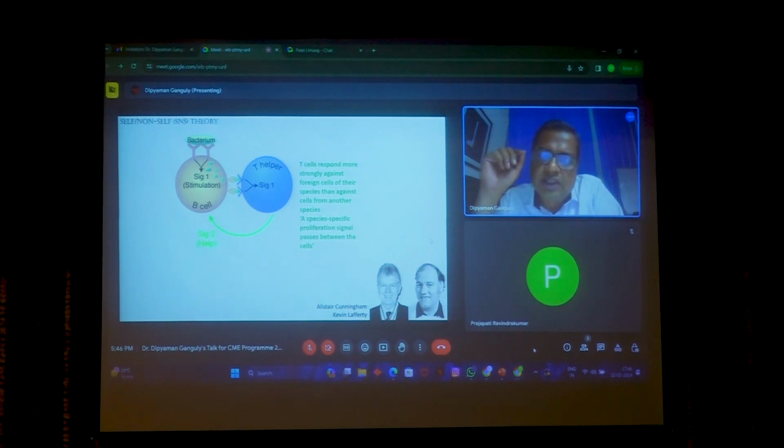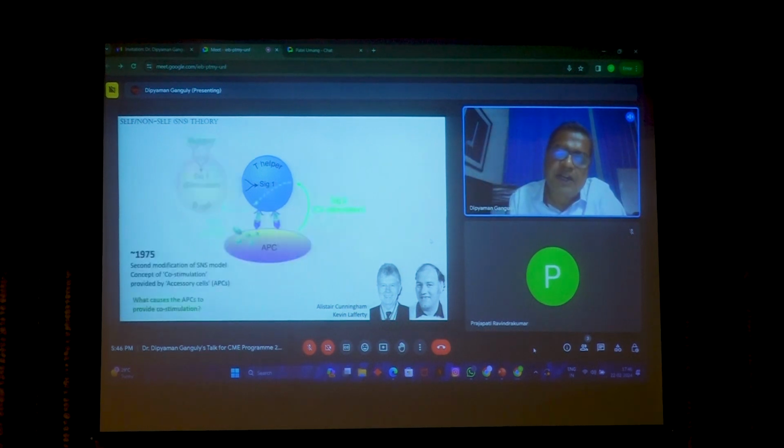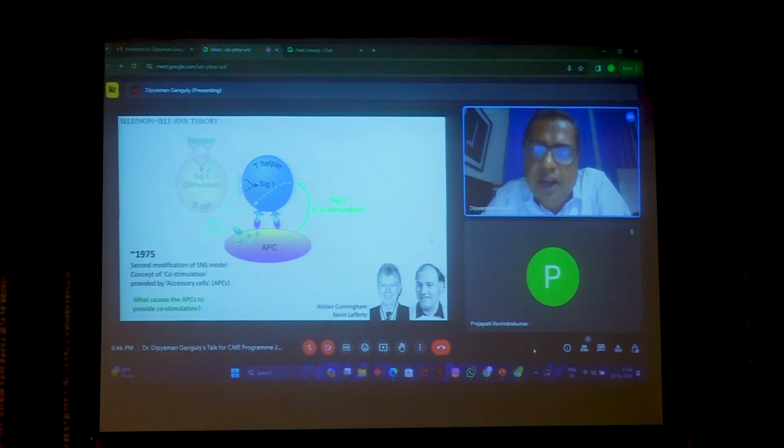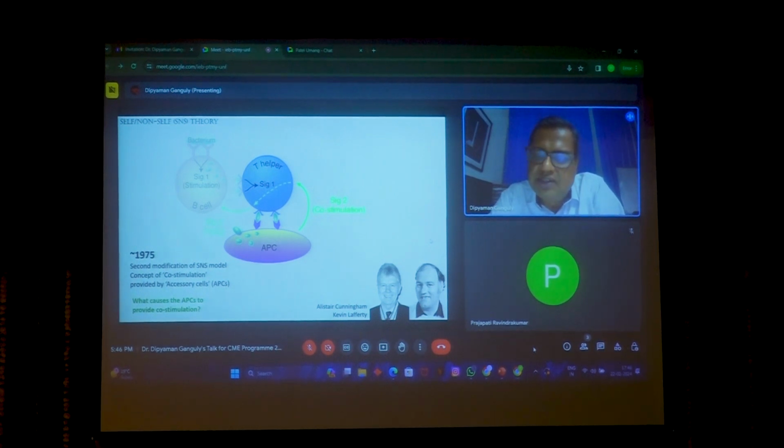between the cells. That means these T cells or T helper cells are not only licensing these B cells or antibody producing cells or other effector cells, but they are also perhaps giving a species-specific signal. And they also proposed that this species-specific signal is perhaps coming from another cell, which was largely known as accessory cells at that point of time. And they proposed the term co-stimulation. So the T helper cells are stimulating or licensing the lymphocytes that are effectors.